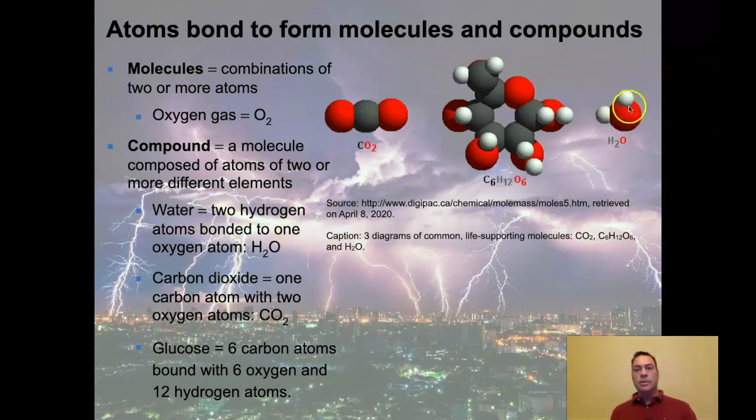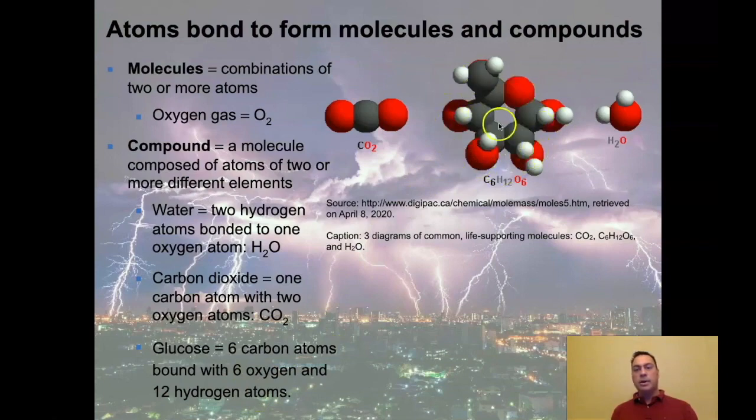Here's the two hydrogens, and here's the oxygen. This is H2O. Two different elements represented, or actually three atoms, but two different elements represented to make this compound. Carbon dioxide is one carbon atom with two oxygen atoms. That's what we see right here. Here's the carbon in the center, oxygens on the sides. And then glucose, this is a very simple sugar. Glucose is 6 carbon atoms bound with 6 oxygen and 12 hydrogen atoms, and this is what that looks like.